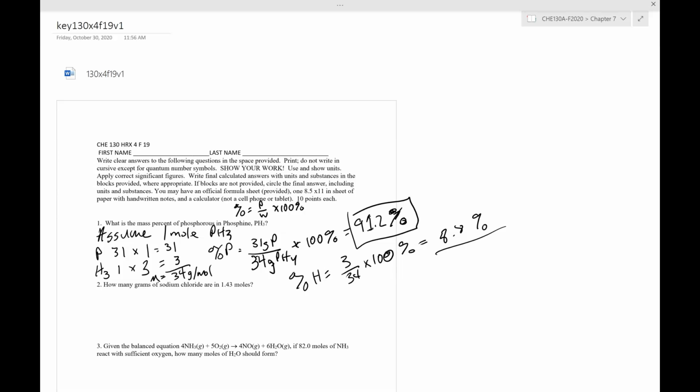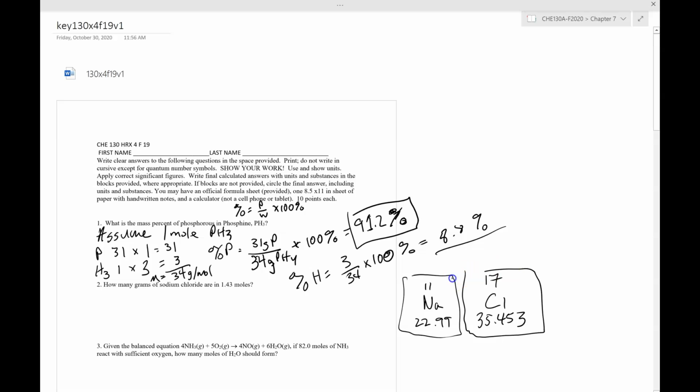All right, second problem here, basic mole to gram conversion. We're going to look at the periodic table, and we'll see that if we look at sodium, sodium is element number 11, and it has an atomic mass of something like 22.99. Chlorine is element number 17. Its atomic mass is something like 35.453. So again, those are what the boxes would look like on the periodic table for sodium and chlorine.